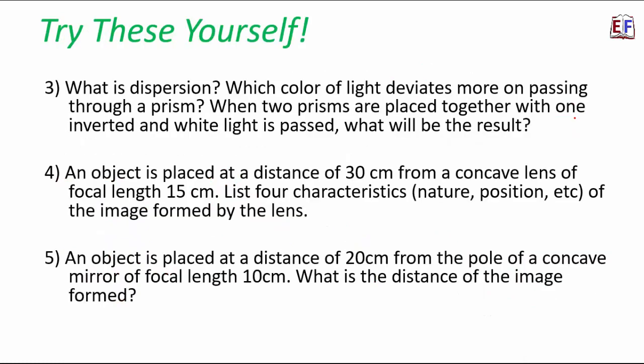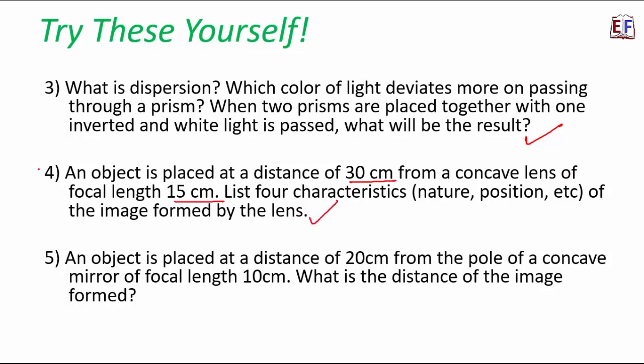So here are a few questions for you to try on your own. What is dispersion? Which color of light deviates more on passing through a prism? When two prisms are placed together with one inverted and white light is passed, what will be the result? An object is placed at a distance of 30 cm from a concave lens of focal length 15 cm. List 4 characteristics of the image formed by the lens.